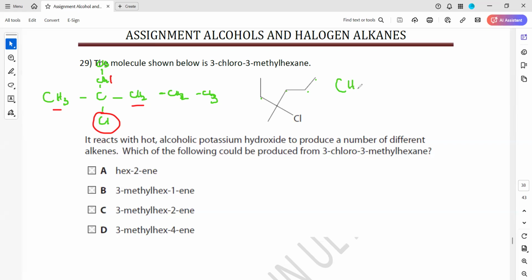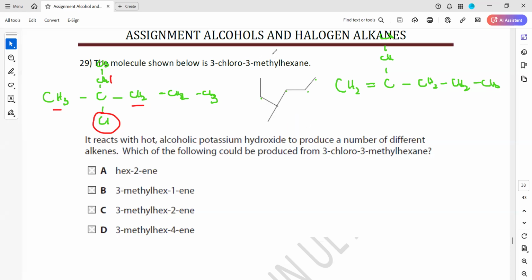It will be CH2, double bond, with the chlorine lost. Then CH2, CH2, CH3, CH2, CH3. In the exam, you can also draw it as a skeletal formula. I'm just explaining from a displayed formula, but in the exam, you can just use a skeletal formula to identify what the product will be.